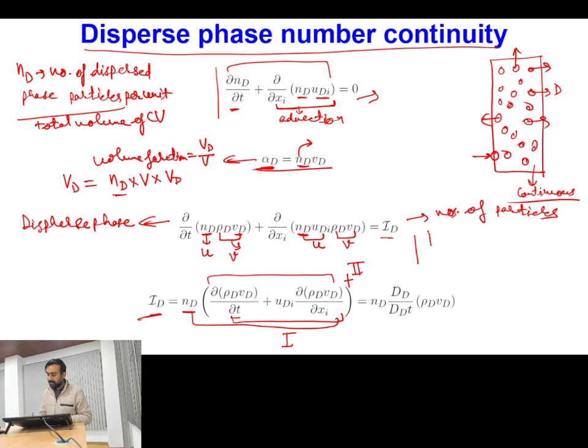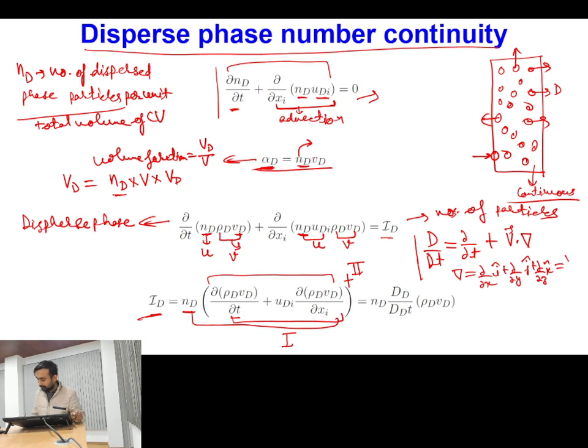Total derivative d by dt. You should know basic fluid mechanics and basic mathematics, then only you will be able to understand. So what is d by dt? Del by del t plus v dot del. Is this point clear? Where what is del? Del by del x i cap plus del by del y j cap plus del by del z k cap. Or in tensor notation, how can it be written? Del by del xi.